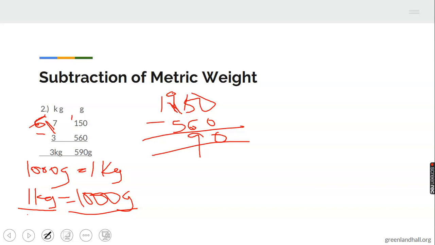So this one that was there before is now 0. So 1 and 0 is 10. And 10 minus 5 will give us what? 5. Can you see that? So that's how we have 590 gram. This 590 is what you can see here, 590 gram. And then 6 kilogram minus 3 kilogram will give us 3 kilograms. So this is our final answer. 3 kilogram, 590 grams. Is that taken?